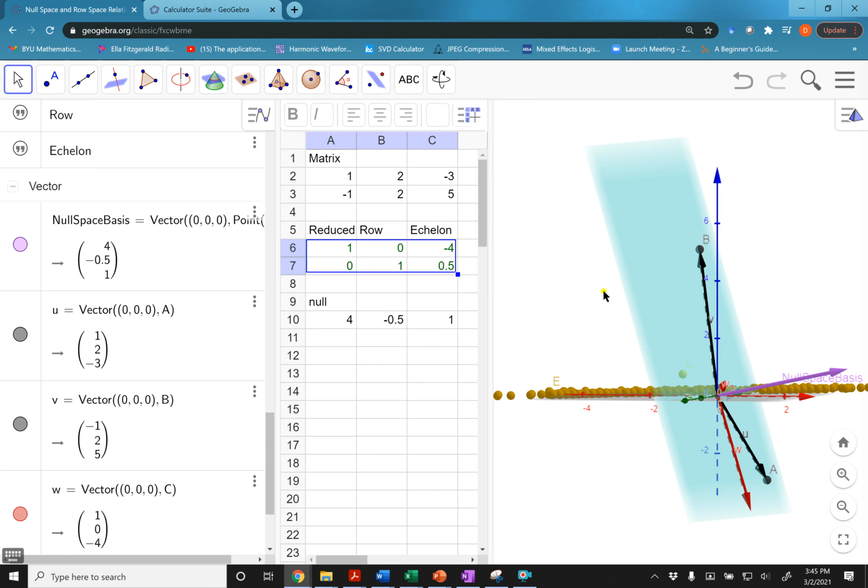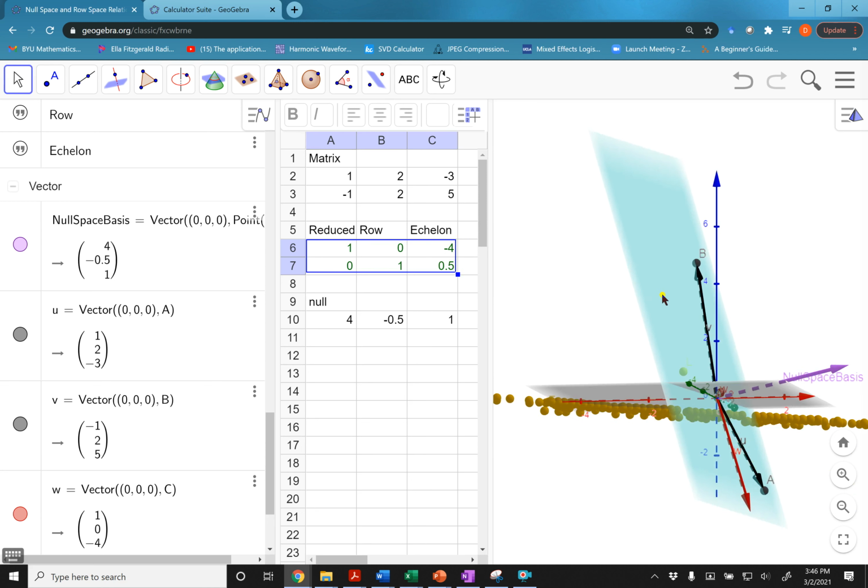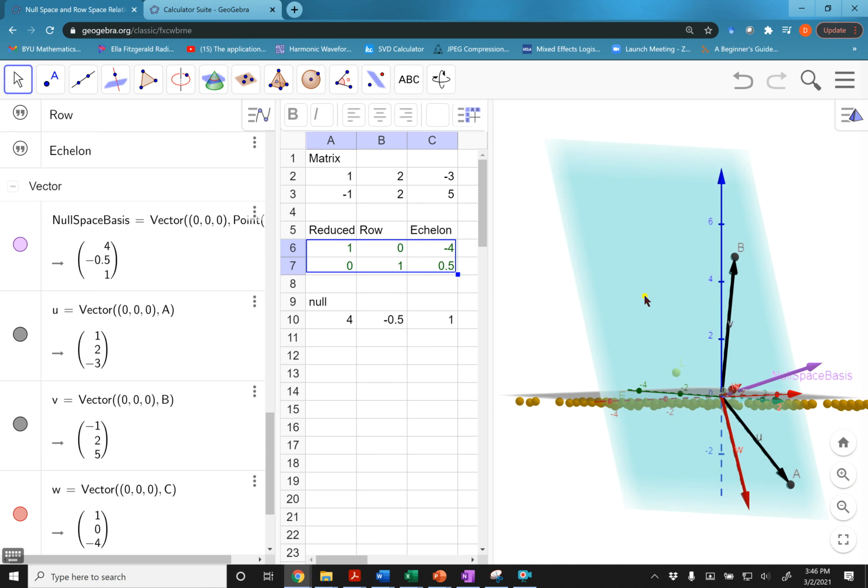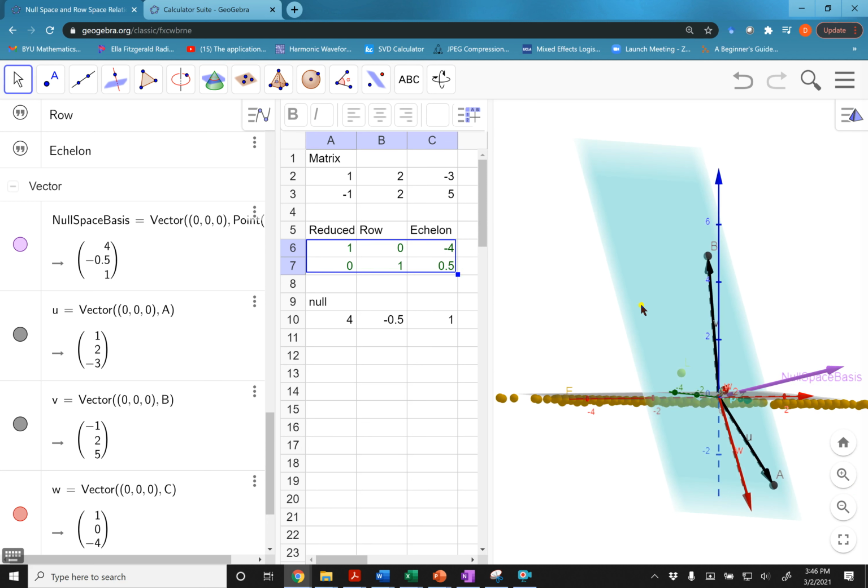So this is the row space. Since this is a 2 by 3, the inputs are going to be in R3. So any point in R3 is going to be an input, but my outputs will be in R2. And since I only have 2 pivot positions, my row space will be 2-dimensional, and my column space, my output, will be 2-dimensional. So hope that helps a little bit.